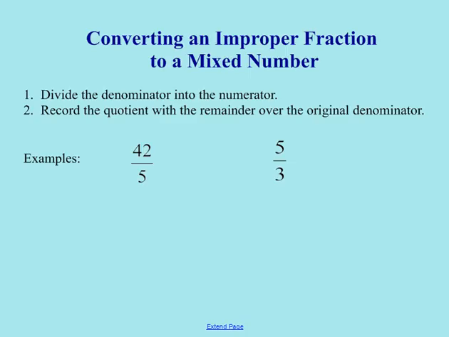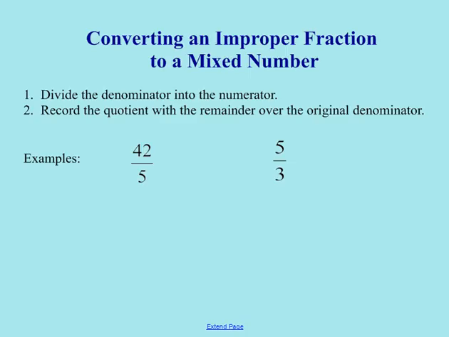Next, we're going to convert the improper fraction into a mixed number. So step 1 says we're going to divide the denominator into the numerator. And then step 2, we're going to record the quotient with the remainder over the original denominator. Okay, so here we go.